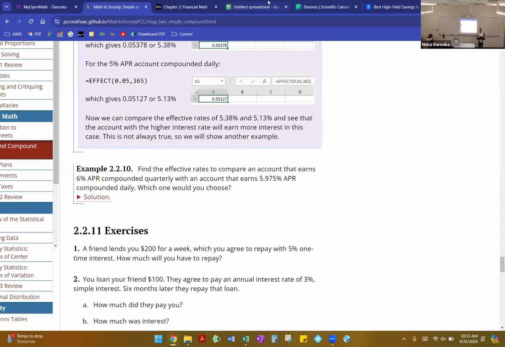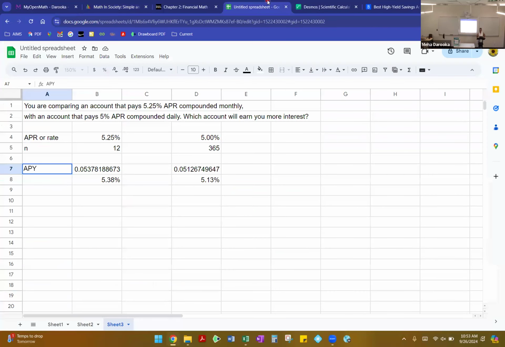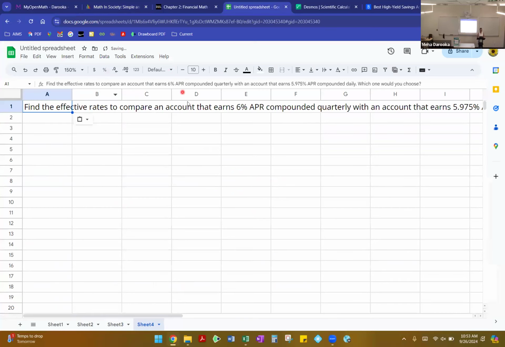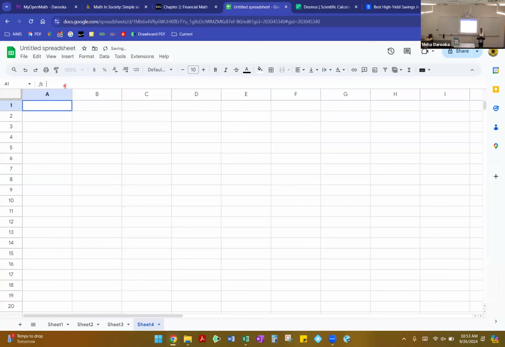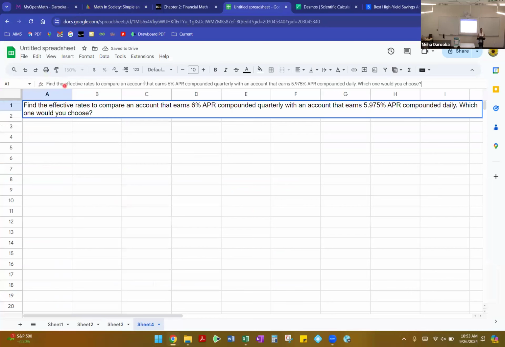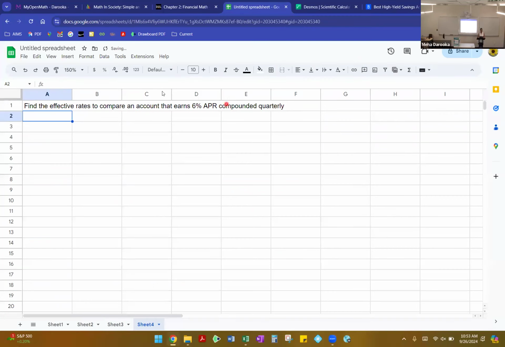5.975. Okay. Anybody want to go with the other one? No? Nobody wants 6% interest? Okay. Yes, I will go with 6% interest. All right, there we go.